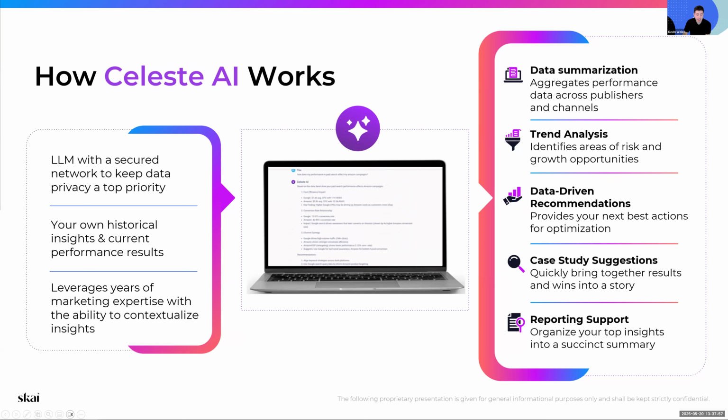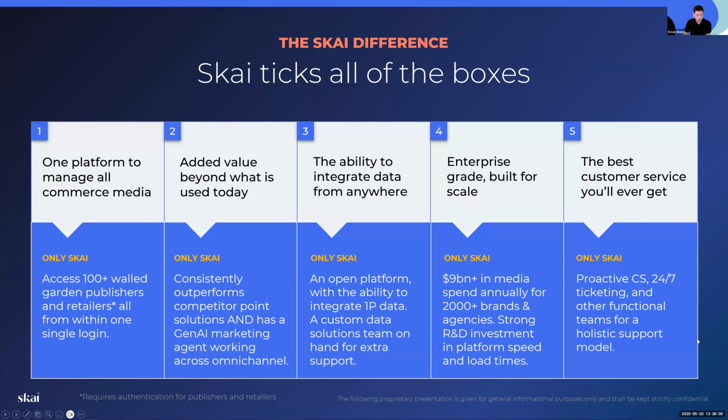So obviously we covered a lot. I think we're obviously very confident that we check all those boxes. One platform to manage all the commerce media, added value beyond what's available in Walmart on-site display, including a Gen AI marketing agent. We have a super flexible platform. We can integrate data from anywhere. We didn't even get into the great partners that we're working with, Profitero, NielsenIQ, where we're actually bringing in data to make this type of commerce media more retail aware and using the geo-targeting settings to do that.